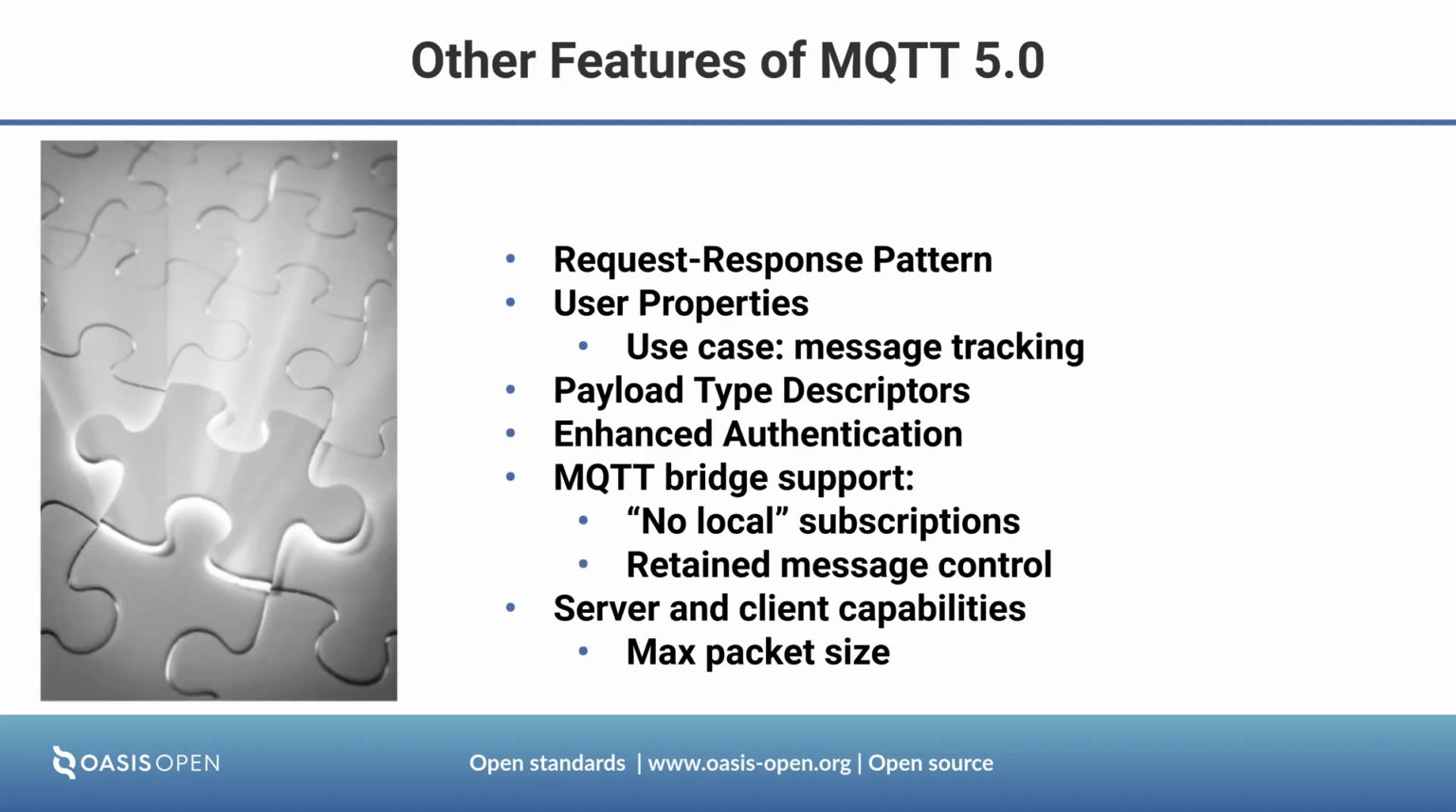Some other features of MQTT 5 I'll just mention, which we haven't had time to go through today. There's a request response pattern. We have the ability to add user properties. So one very useful potential use case for this is tracking messages all the way across an MQTT infrastructure. We can put an identifier into the user property, and that can be propagated wherever that message ends up. That's one of the frequent questions that I think we can get asked in large-scale deployments: where has my message ended up?